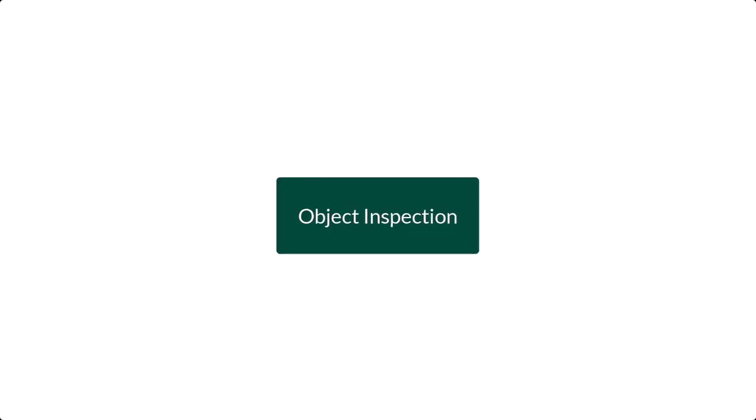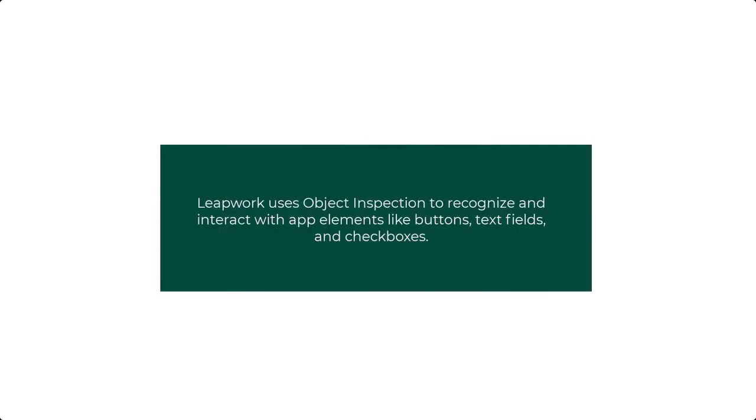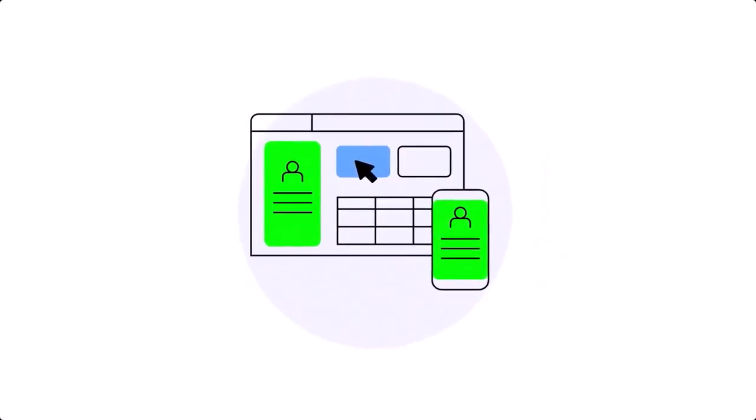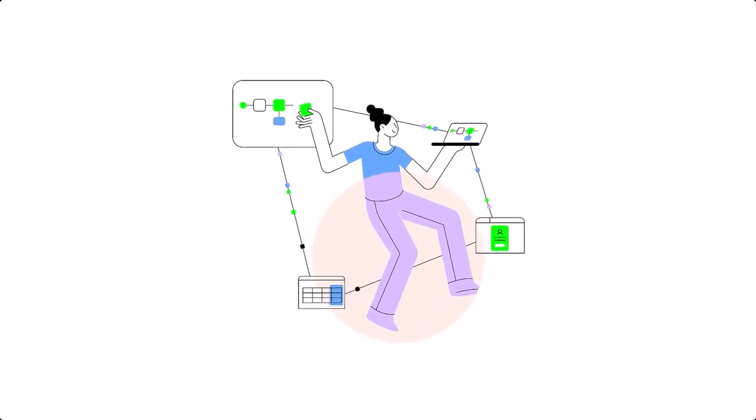So, what exactly is object inspection? It's simple to understand. Think of it as a technology that lets Leapwork see and understand the individual parts of an application, like buttons, text fields, or checkboxes. This allows the automation tool to interact with these components directly, just as if you were using the application yourself. It's like giving Leapwork the ability to recognize the elements in an app and know how to interact with them.